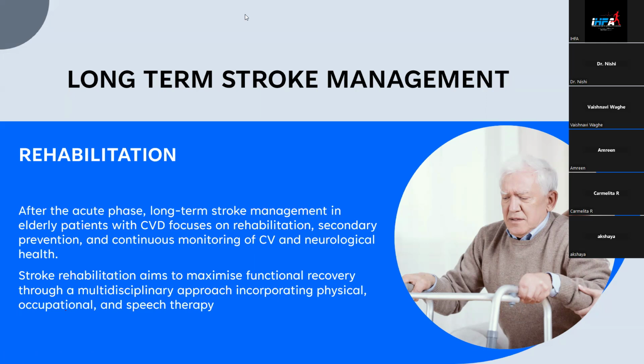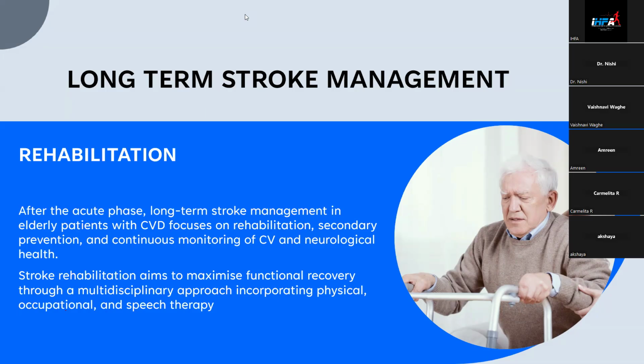So the first thing we need to remember is which vessel is affected. In our brain, we have three major vessels: the anterior cerebral artery, middle cerebral artery, and posterior cerebral artery. Every cerebral artery has its own territory where it supplies blood. Imagine that the MCA, the middle cerebral artery, is affected. If that is affected, the major damage happens to the hand and leg.